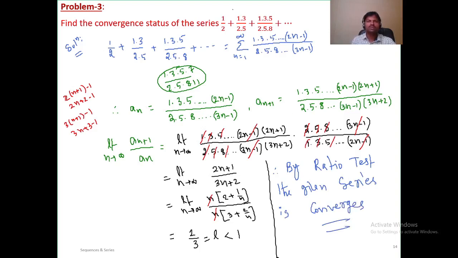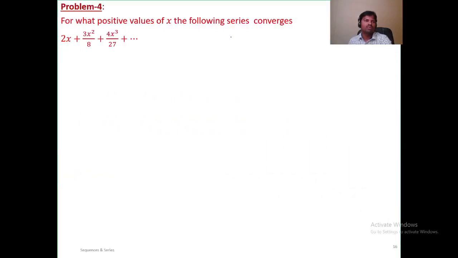Converges means what? This entire given sum, 1 by 2 plus all this, is finite. You will get a finite sum. Okay. So this is how to apply the ratio test for this kind of series. Next, problem number 4. For what positive values of x does the following series converge?